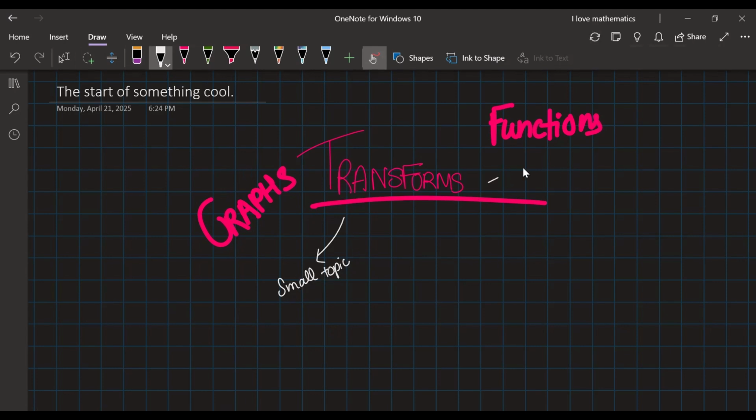You just need to know what functions are and what are not functions, and what graphs of functions are.